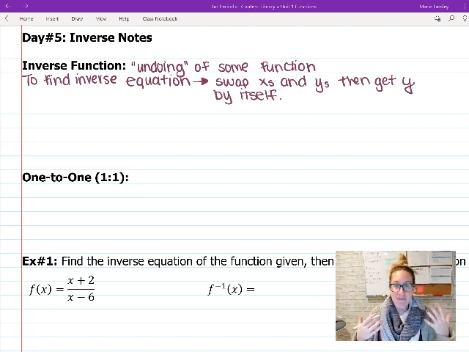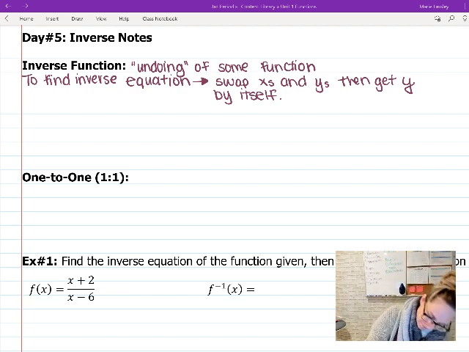All right, so now inverses graphically. They are kind of interesting when you look at their graphs. So graphically.